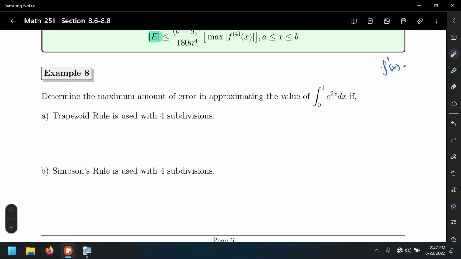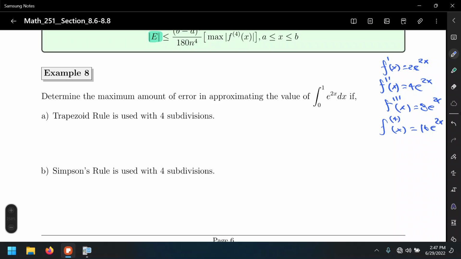So the first derivative of e to the 2x is 2e to the 2x. The second derivative, that's 2 times 2 equals 4e to the 2x. The third derivative, that's 8e to the 2x. And the fourth derivative equals 16e to the 2x.